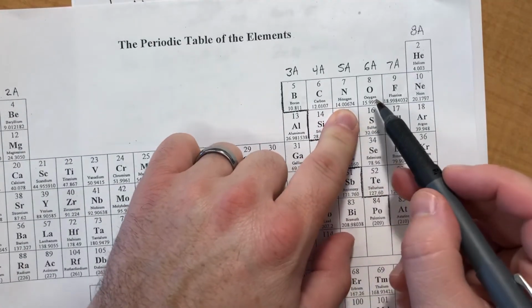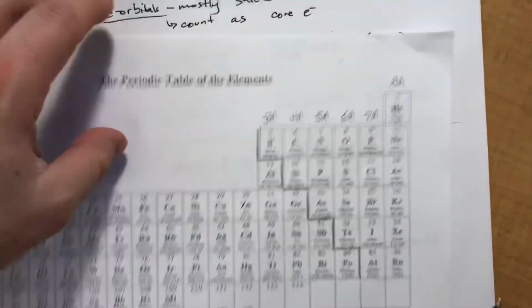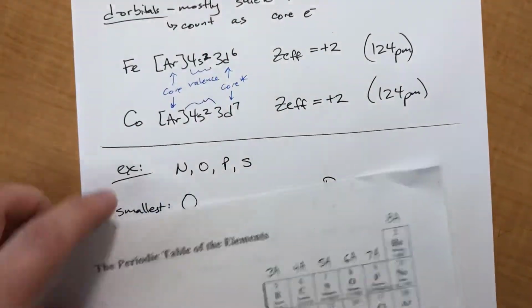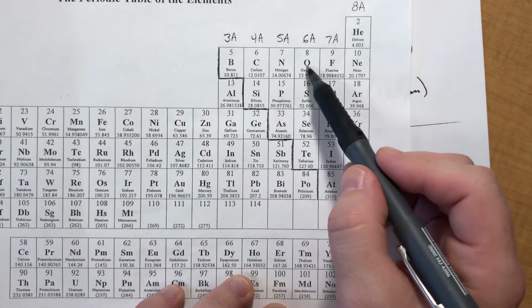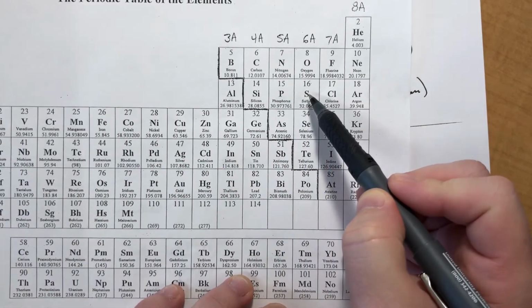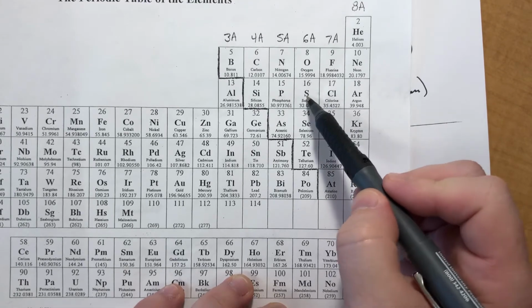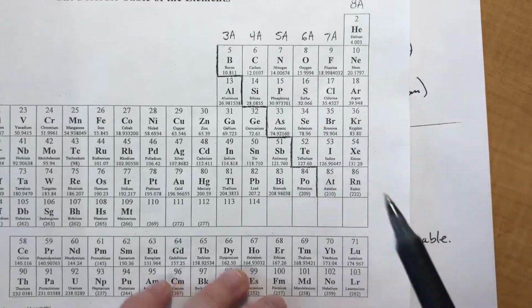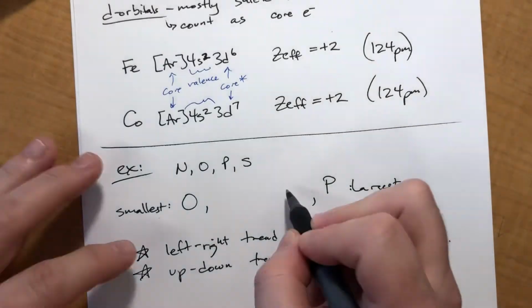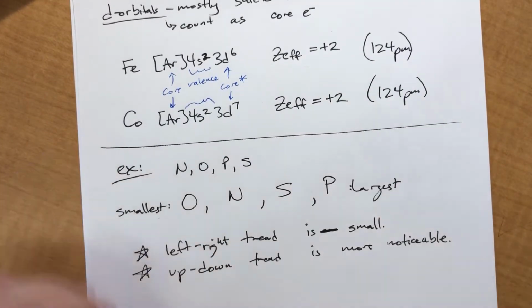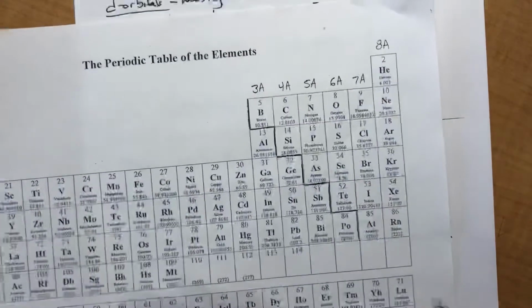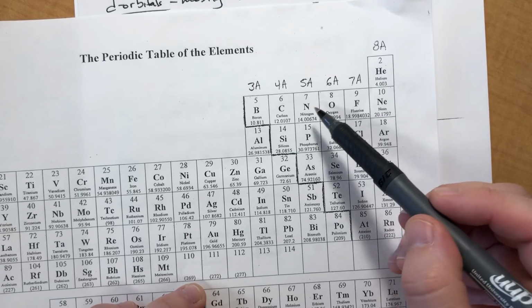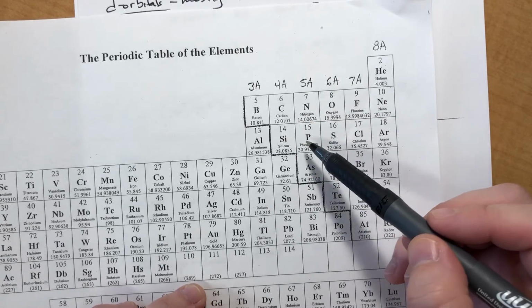So what this means for us is if you compared both of these to oxygen, nitrogen and sulfur, that's what we have left to worry about, right? Nitrogen, sulfur. The nitrogen is going to be a little bit bigger than oxygen, but the sulfur should be noticeably bigger than oxygen. So that means the sulfur should be bigger than the nitrogen. The up and down trend tends to have more of an effect. So the sulfur will be bigger, the nitrogen will be smaller. So if we had these four elements, oxygen would be the smallest, then nitrogen, then sulfur, then phosphorus.